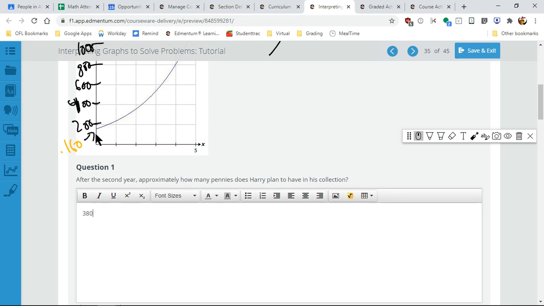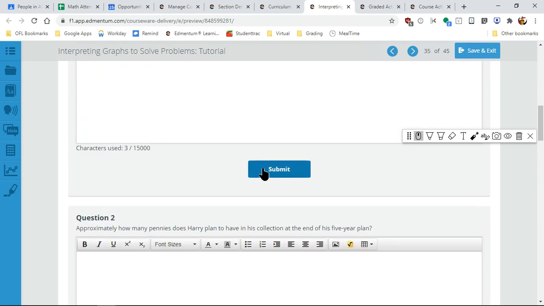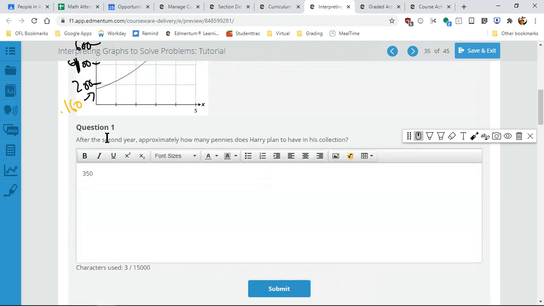Maybe less, because this is supposed to be 160. So it might even be like 390. Or I'm sorry, I said less because this is a bigger gap than right here. So I don't know, 350 maybe. Again, it's an approximation, so that's why they use the word approximately.